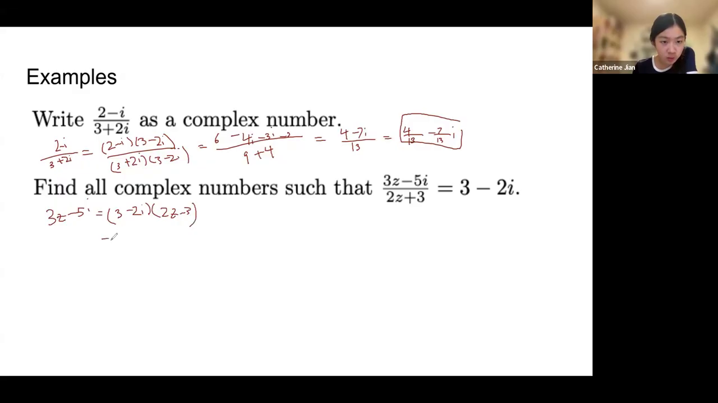And then we can expand this right-hand side, so we get 6z minus 9 minus 4iz plus 6i. Sorry, this is a plus 3. I don't know why I wrote minus 3 here.